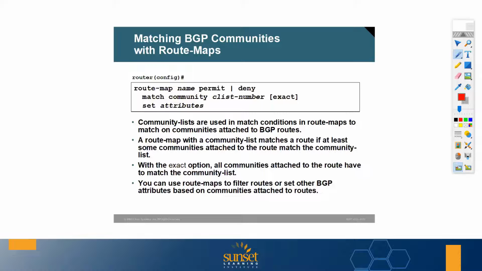Now they show with the exact option, all communities attached to the route have to match the community string access list. You don't see it very often, okay? Because there may be multiple community strings that are being used within there that we don't necessarily want to match every single one of them.